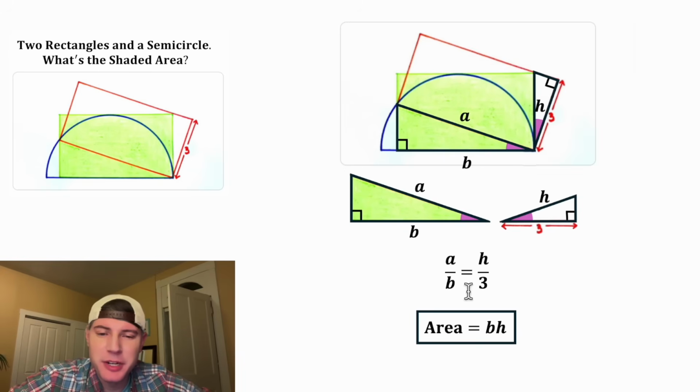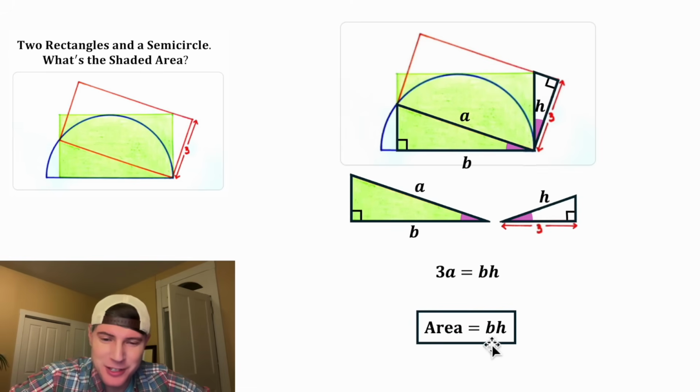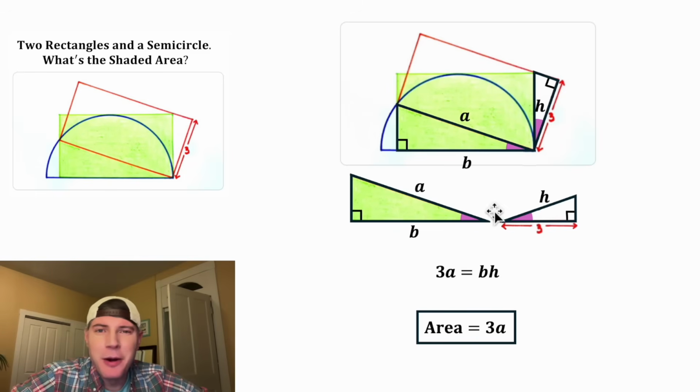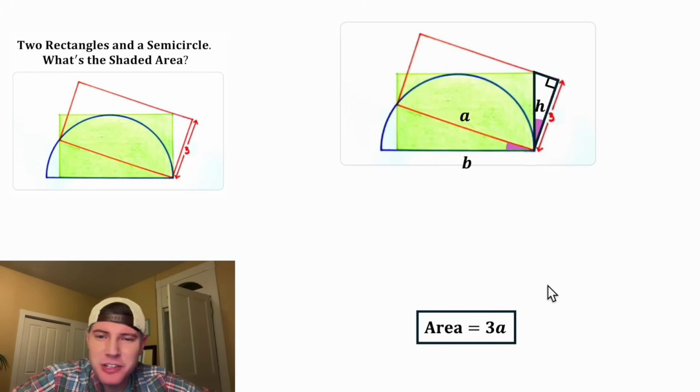From here, we can get rid of the denominators by multiplying both sides by 3B. On the left-hand side, the B's are going to cancel each other out, leaving us with 3A. And on the right-hand side, the 3's are going to cancel each other out, leaving us with BH. But we also know the area is equal to BH. So in the place of this BH, let's plug in 3A. And now we're done with all this. Let's clean all this up and draw this segment right here.